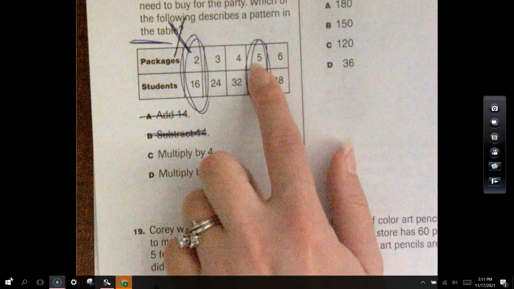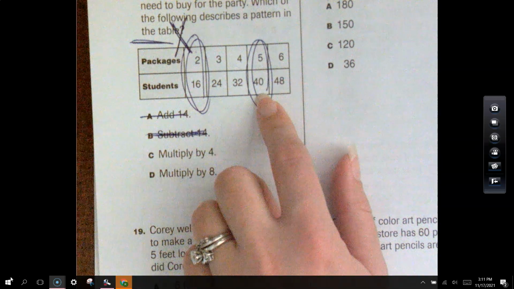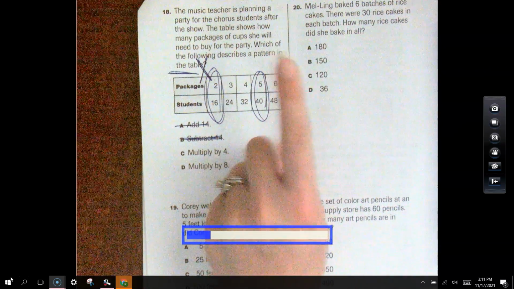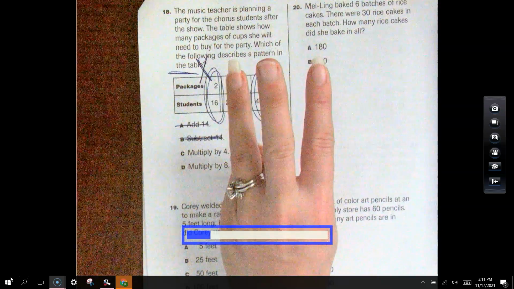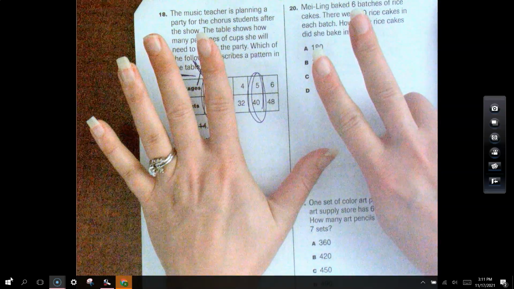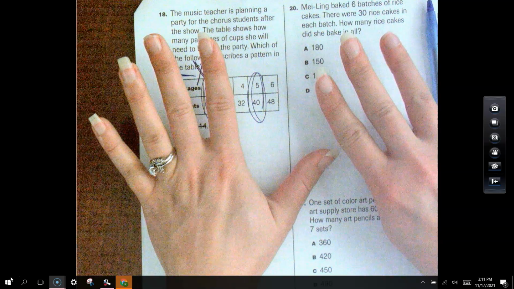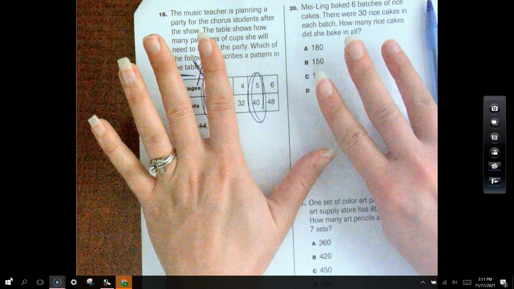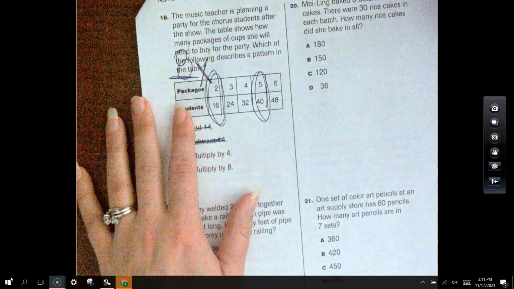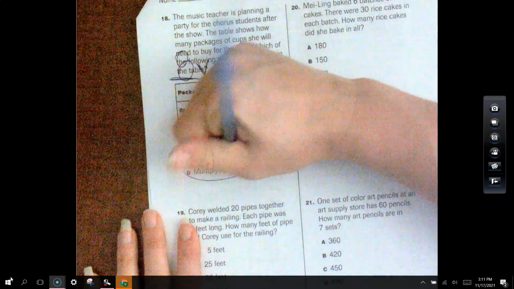Let's count by 5s until we get to 40. Here we go. 5, 10, 15, 20, 25, 30, 35, 40. How many fingers do I have up? If you said 8, you are correct. So that means that I am multiplying by 8.